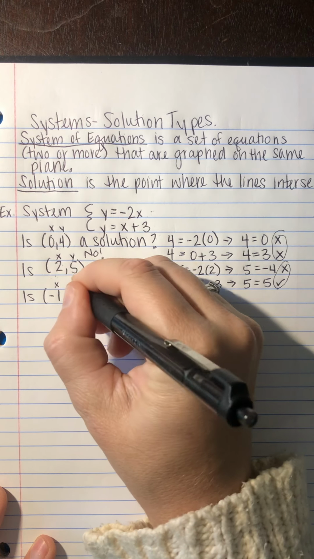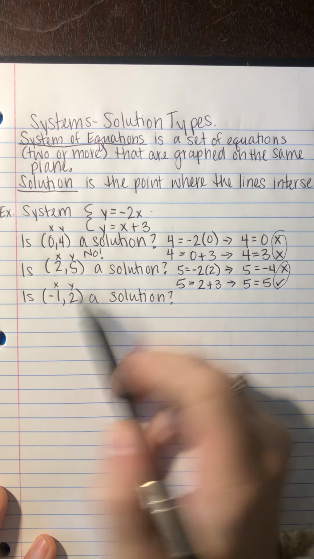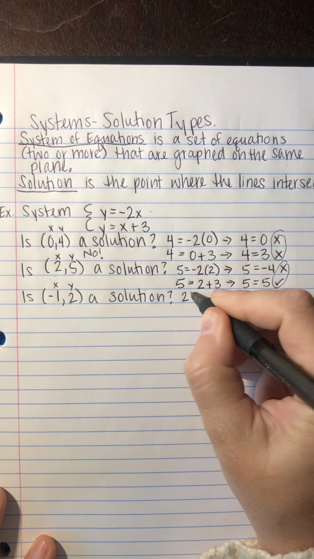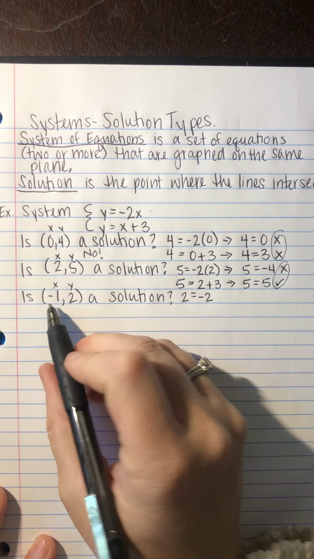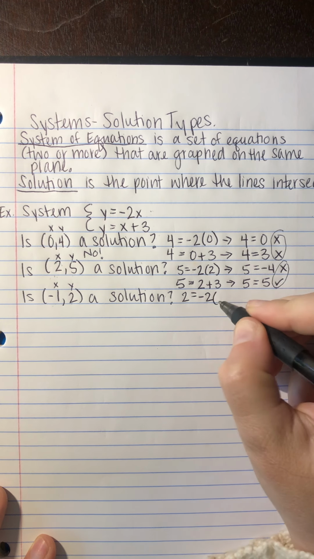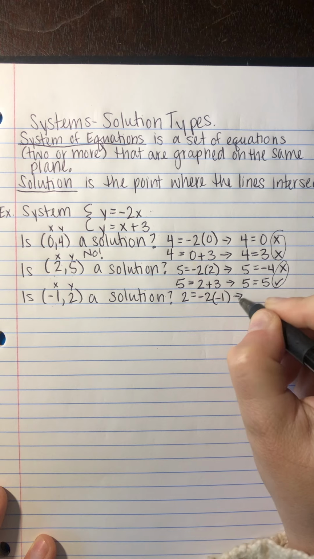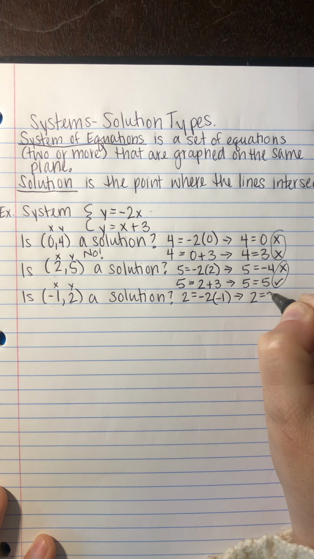All right, so we're going to try our last one here. So our x and our y, label those. Our y value is 2. So 2 equals negative 2, and then we're multiplying it by x, which is negative 1. That's going to end up giving us 2 equals 2.